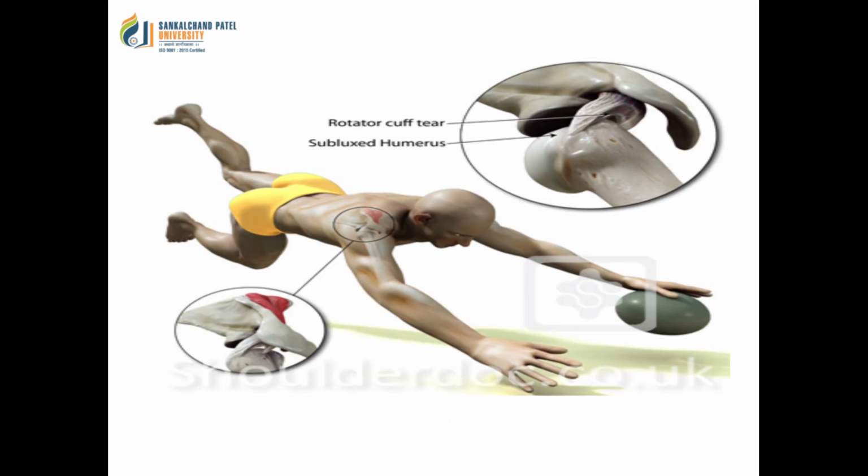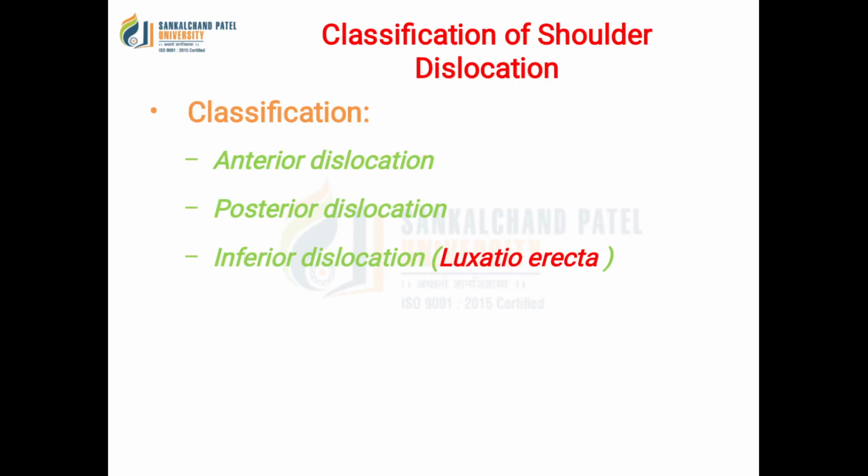This figure shows a person fall on an outstretched hand, causing the head of the humerus to dislocate in the anterior or posterior direction. Next is the classification of shoulder dislocation. It is classified in three types, that is anterior dislocation, posterior dislocation and the inferior dislocation.